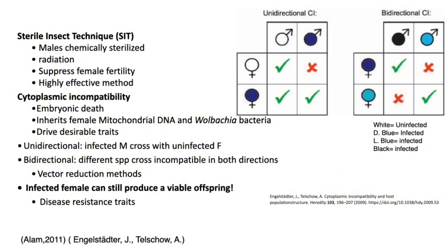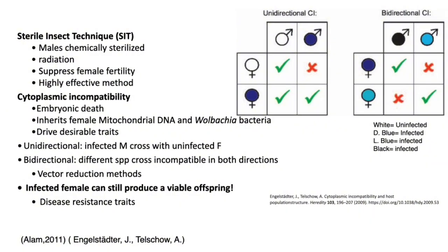So this was the first method, but they did come up with a newer method, which is called cytoplasmic incompatibility, which is going to lead to embryonic death. It is a reproductive manipulation tactic that is produced by the Wolbachia, and when they do certain crosses with the strains, it is going to lead to that death. The females are going to inherit the mitochondrial DNA and the Wolbachia bacteria, and that's why this doesn't really affect the females. And it's going to push and drive desirable traits and release that out into the naturally occurring systems.